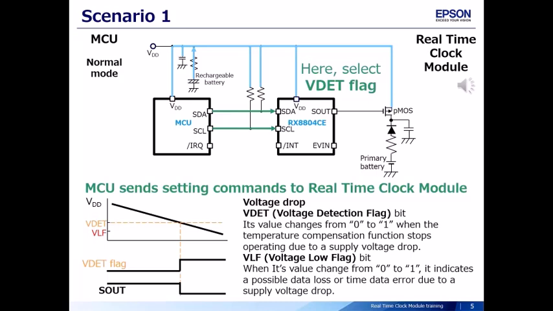VDET is voltage detection. When the temperature compensation function stops operating, VDET flag bit value changes from 0 to 1. VDET of RX8804CE, RA8804CE equals 1.45 volts typical. And, VLF also can do this by the same way. VLF of RX8804CE, RA8804CE equals 1.0 volts typical.